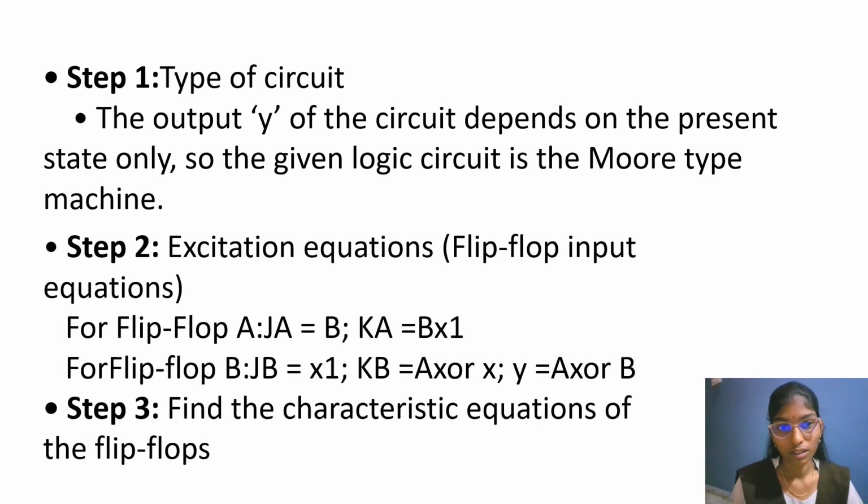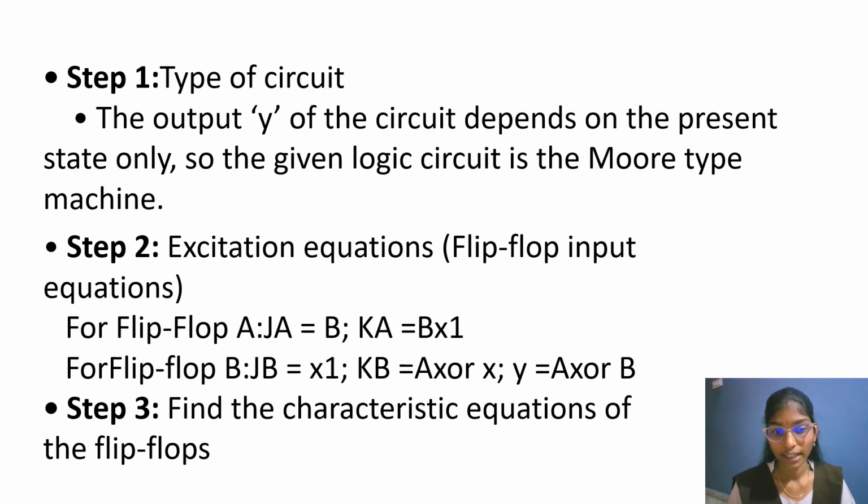Step 1. We have to identify the type of circuit. The output Y of the circuit depends only on the present state, so the logic circuit is a Moore type machine. Step 2. Excitation equations, the flip-flop input equations. For flip-flop A, JA is equal to B, KA is equal to B X1. For flip-flop B, JB is equal to X1, KB is equal to AX, and Y is equal to AX or B.